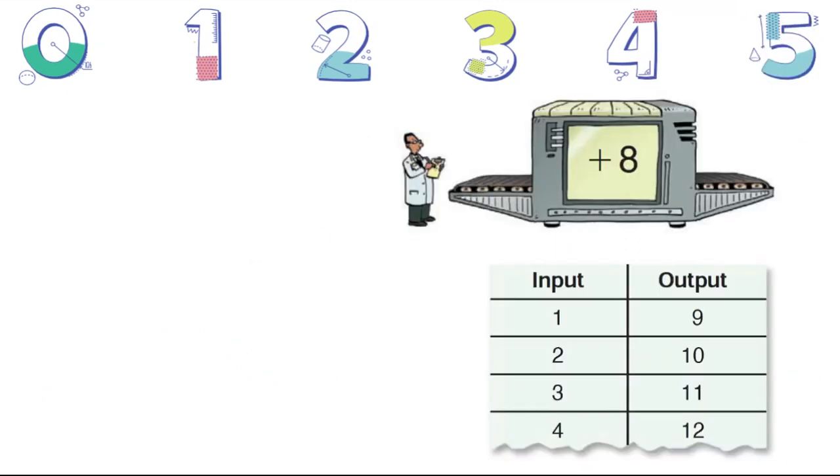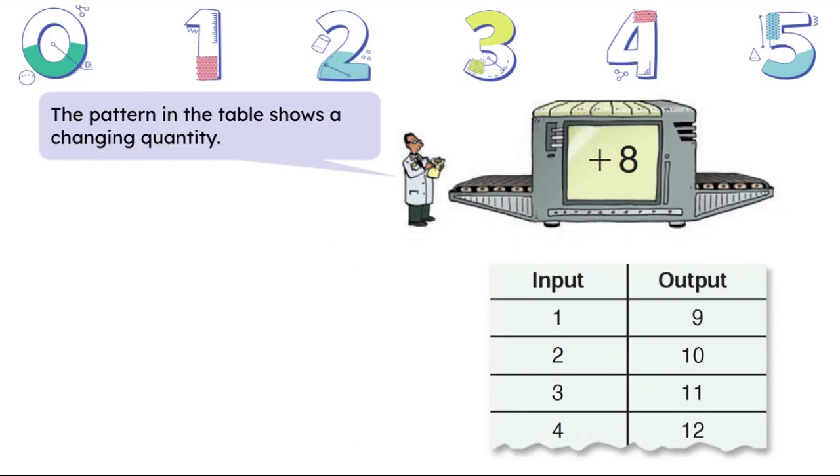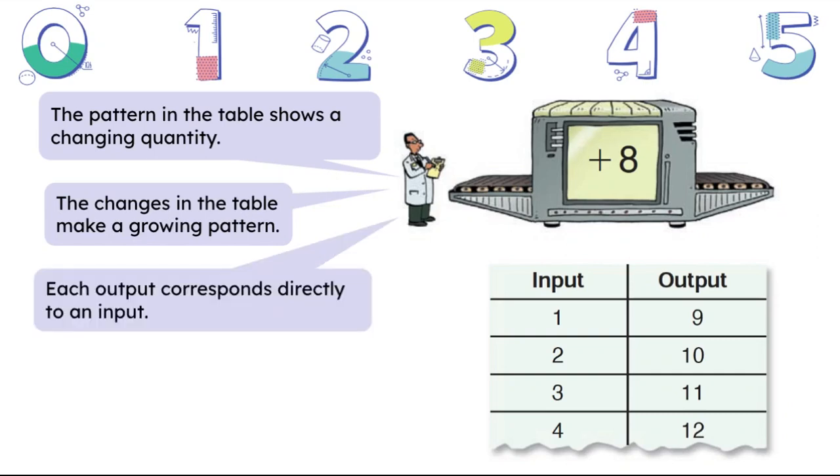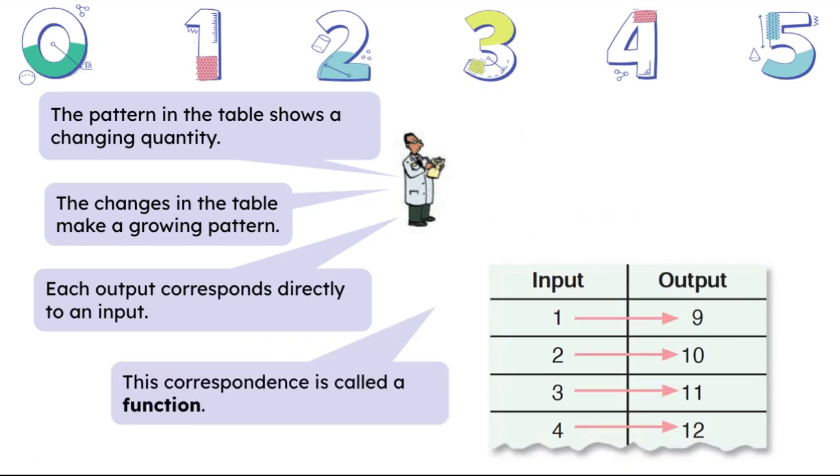We can use an input-output machine to show a changing quantity or amount. In this example, the changes in the machine make a growing pattern. You can see that each output corresponds directly to an input. We call this correspondence a function. We also have special mathematical names for the input and output. We call them variables. The input is called the independent variable, and the output is called the dependent variable.